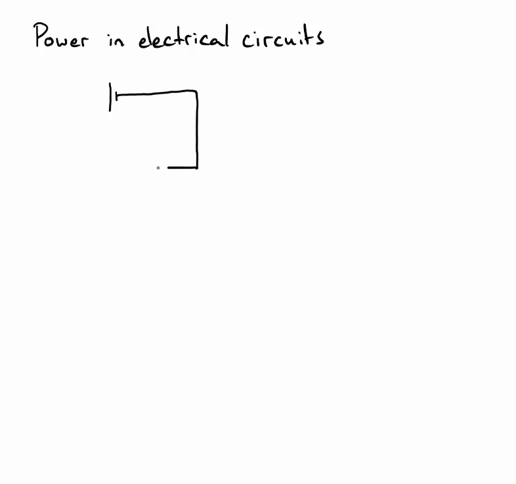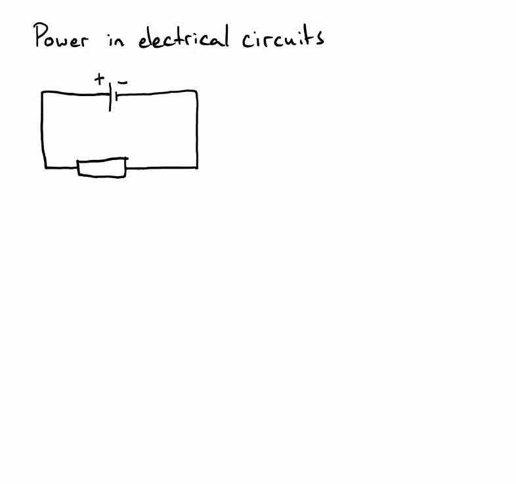Today we're going to talk about power in electrical circuits. We're going to start by looking at a very simple circuit with a single cell and a big long wire and then a resistor here, and we'll loop it back up again. There we go. And we've got the negative terminal of the cell there.